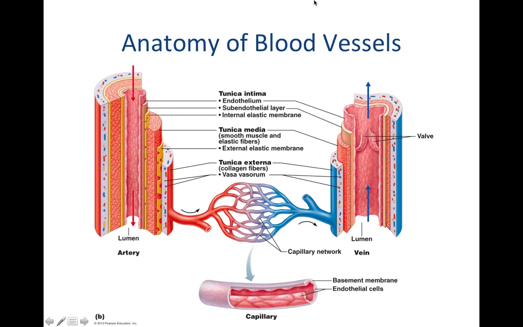You have a tunica intima or tunica interna, a tunica media, and a tunica externa. Now, capillaries are only made of the tunica intima, but the other vessels, arteries and arterioles, veins and venules, all other types of blood vessels except for capillaries have all three layers.